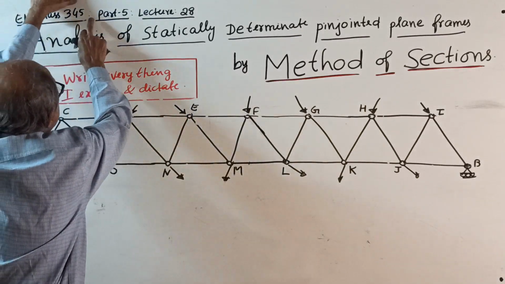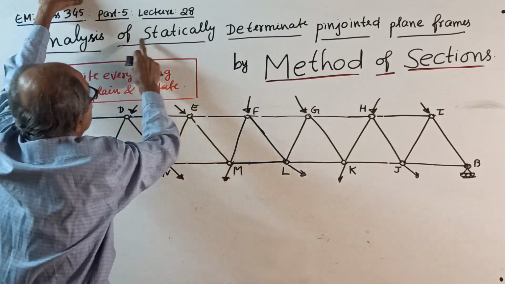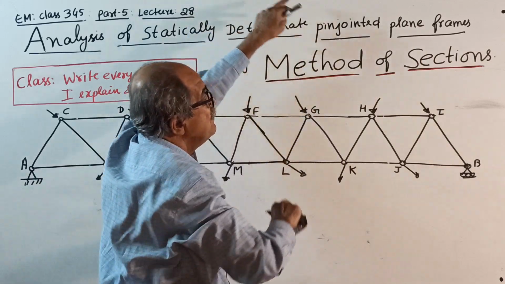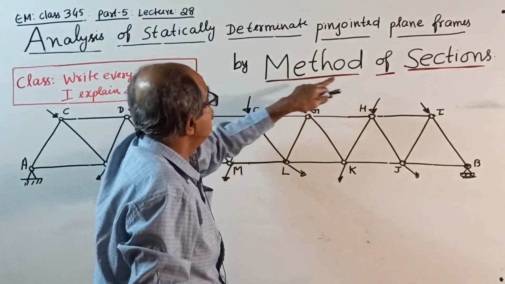Engineering mechanics, class 345. Analysis of statically determinate pin-jointed plane frames. Earlier I explained the same thing by method of joints, now by method of sections.